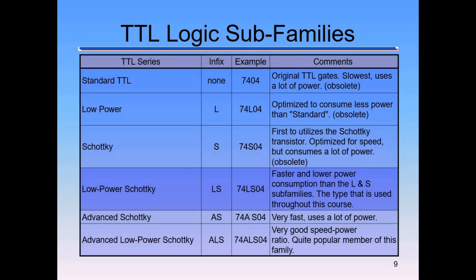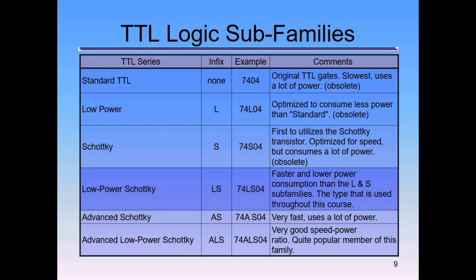So what we need to look at here is our TTL logic subfamilies as we go through this. Our normal ones are the 74 series, or the 74L, or the 74S, or the 74LS. The very first ones really developed were the 7404. Those were the original transistor logic gates. They used a lot of power. They're obsolete. You're not going to find them anyway.